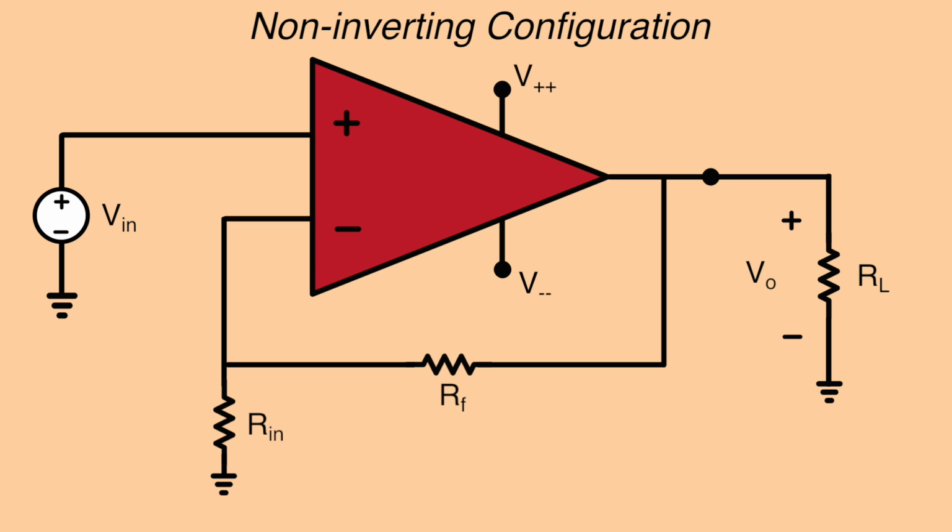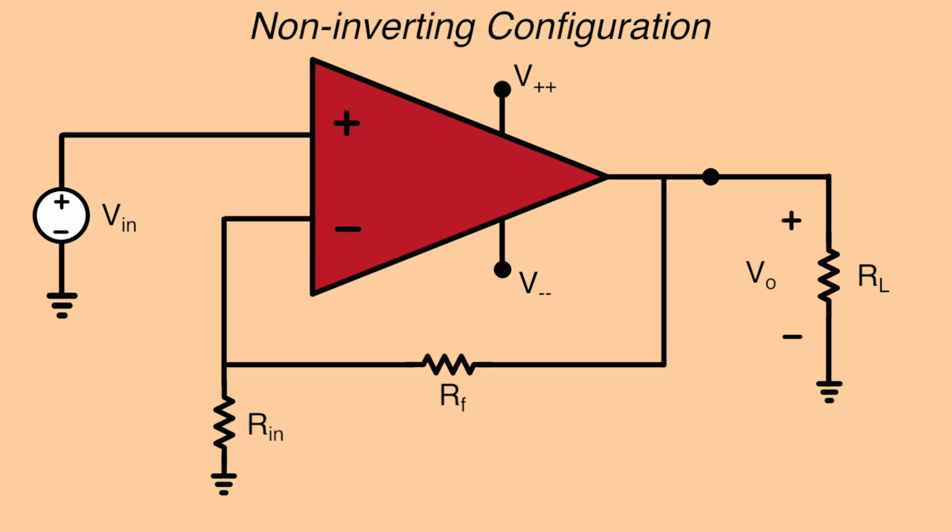We begin by noting that, as was the case for the inverting configuration, there is a feedback resistor, R sub F, connecting the output to the inverting input terminal. There's also a load resistor, R sub L, connected to the op-amp's output. That's where the similarities end. The voltage source, in this case, is connected directly to the non-inverting input. And the other resistor is connected in such a fashion as to create what appears to be a voltage divider.